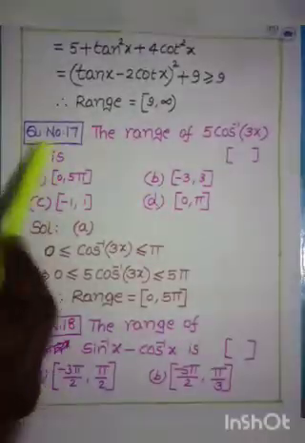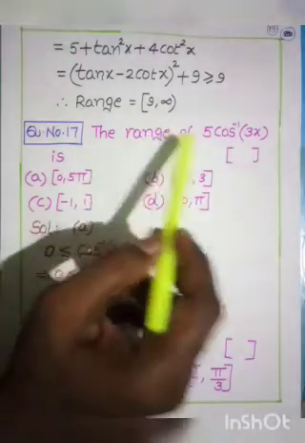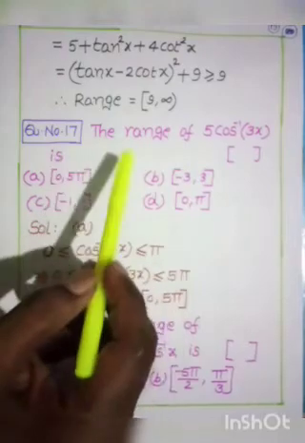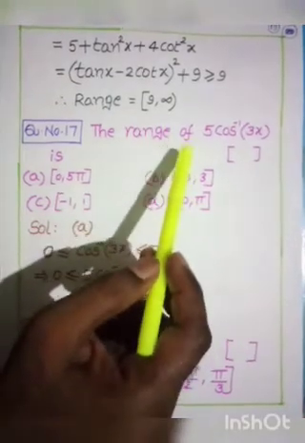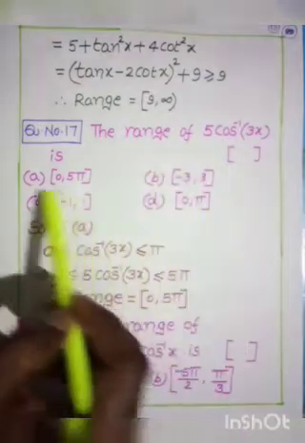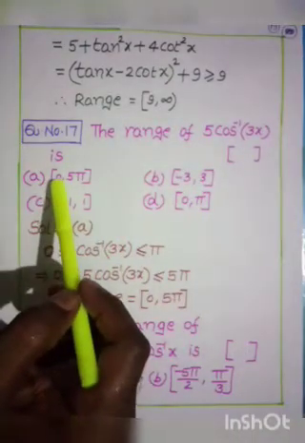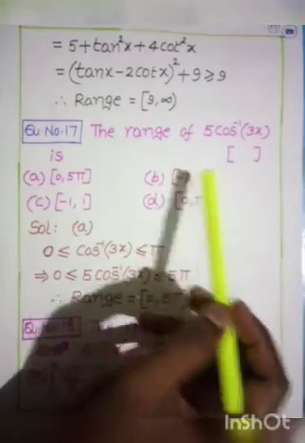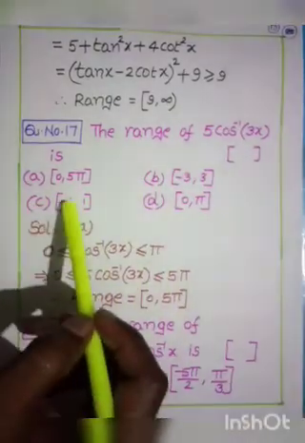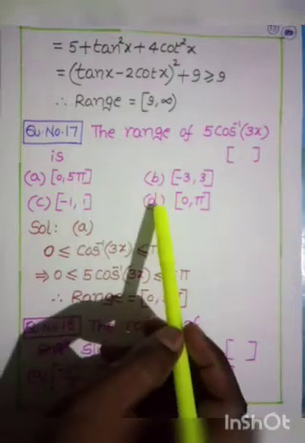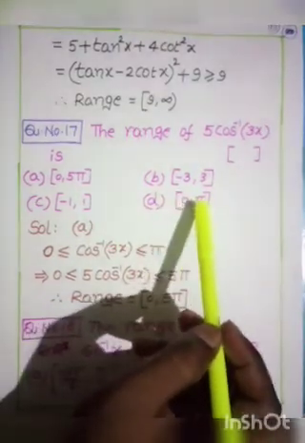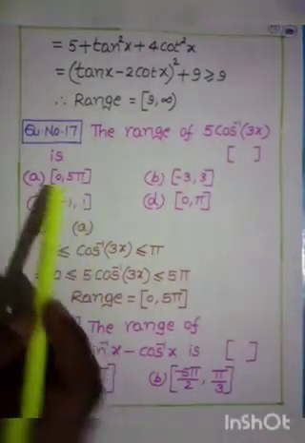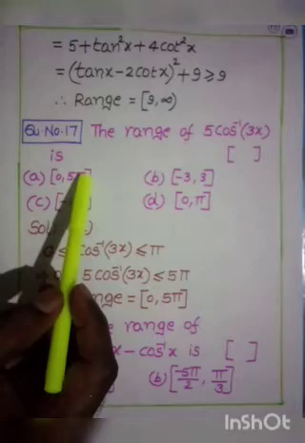Right. Now come to the question number 17. The range of 5 cos inverse of 3x is. This question is also based on finding the range of a given function. Here option A, close interval 0 comma 5 pi. Second option, close interval minus 3 comma 3. Third option, close interval minus 1 comma 1. And fourth option, close interval 0 comma pi. Out of these four options, first option is correct. That is close interval 0 comma 5 pi.